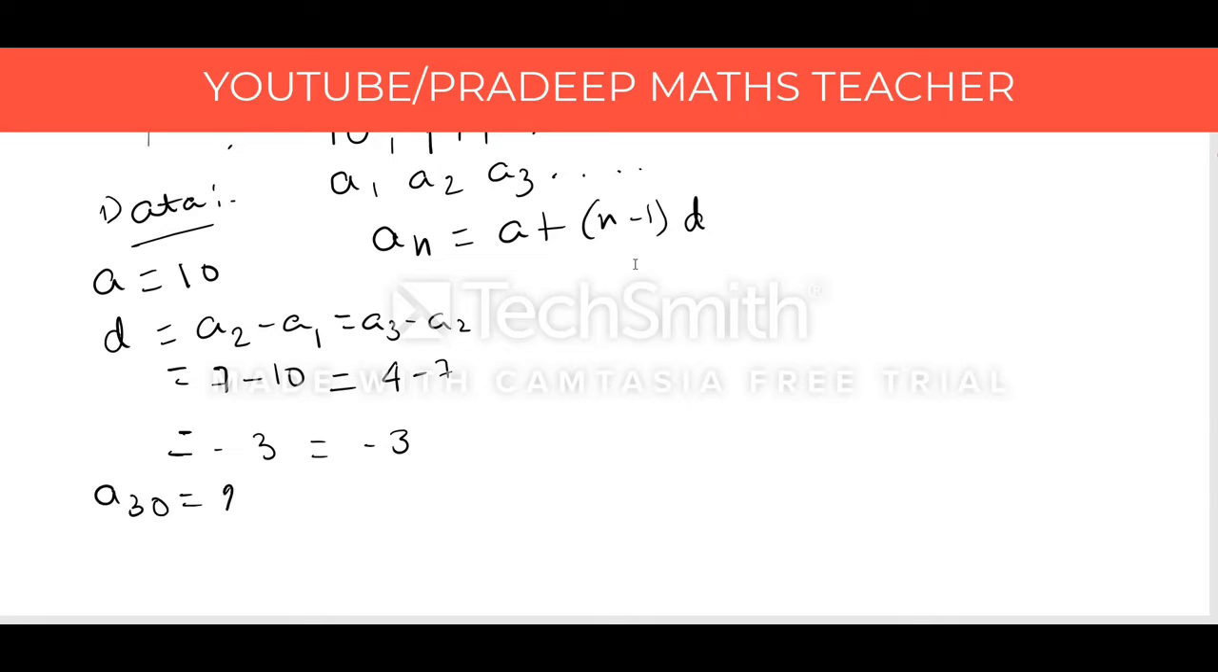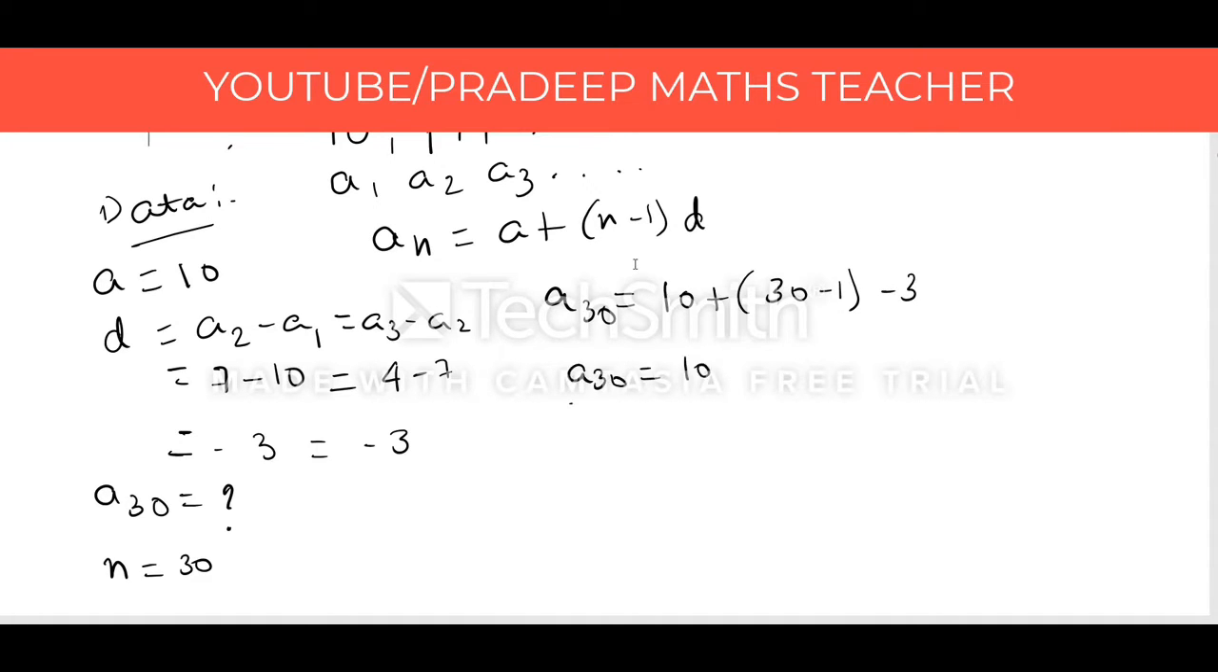You need to find the A30 term, so A30 equals question mark. Here N will be 30. Now these are all the data, children. You need to apply this data to the formula, then you'll get the A30 term. Let me apply it. A30 equals A, the first term, which is 10, plus N, which is 30 because you need to find the 30th term, minus 1, into D, which is minus 3.